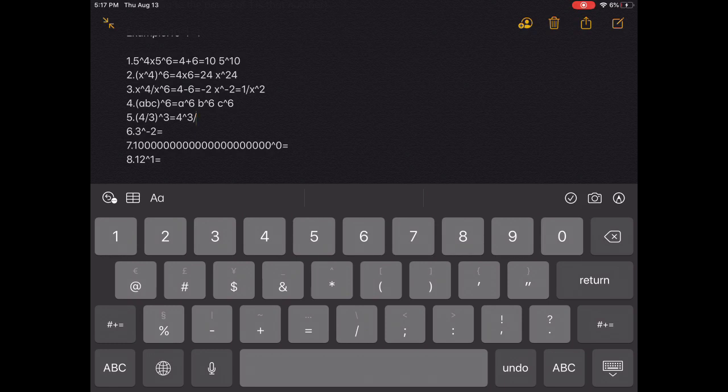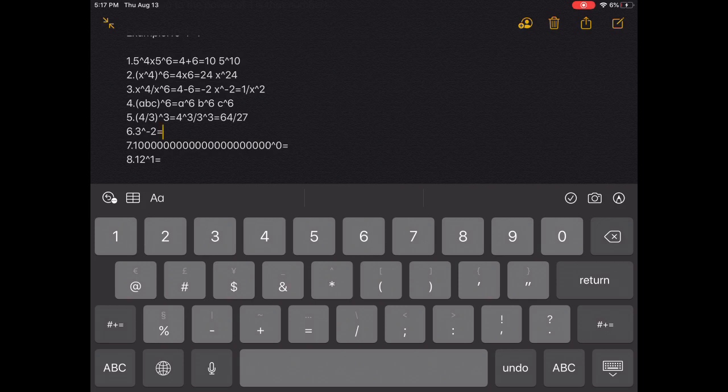But if you want to go more in depth and find the answer, you just find 4 cubed and 3 cubed. So 4 cubed, since 4 times 4 is 16, and 16 times 4 is 64, and 3 times 3 is 9, and 9 times 3 is 27. The answer is 64 over 27, or 64/27, the way I'm writing it.